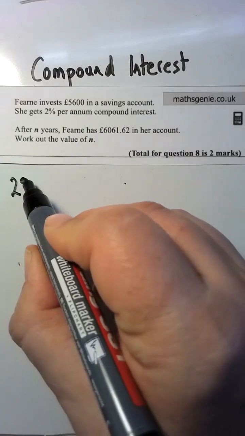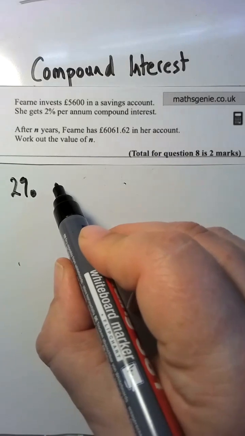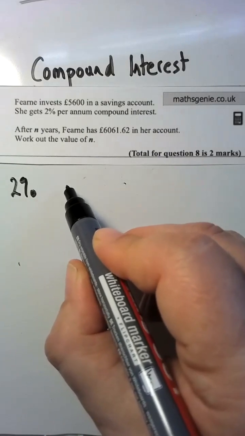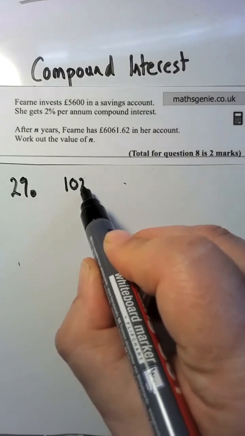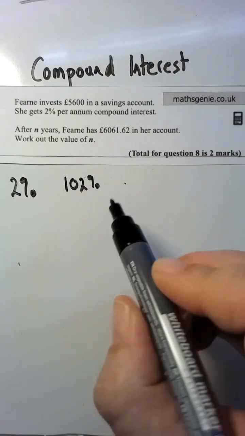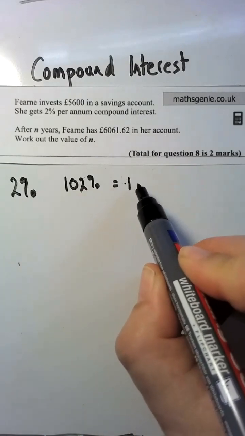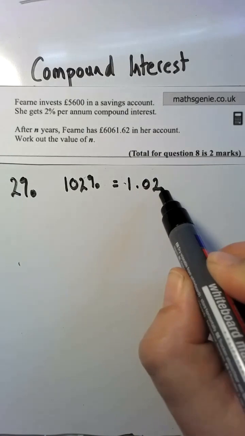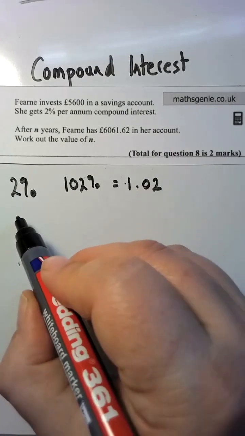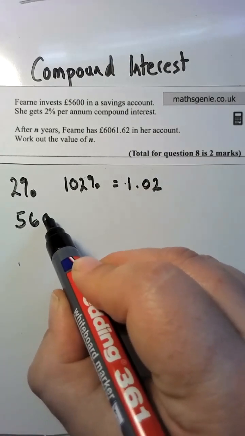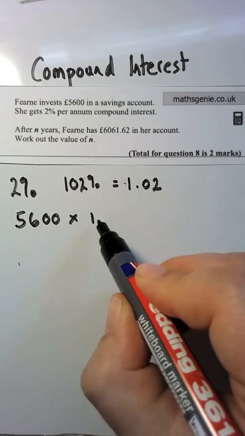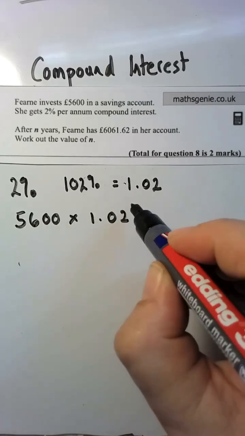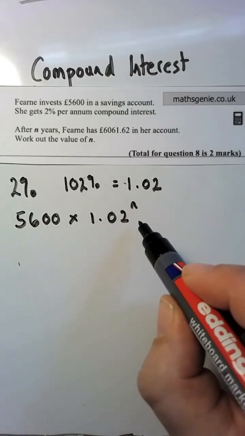So 2% as compound interest, we were thinking about 102%. We divide that by 100, which gives us 1.02. So this is my multiplier. So I start with 5600 multiplied by the multiplier, and then I'm looking at a number of years. Don't know what that is yet.